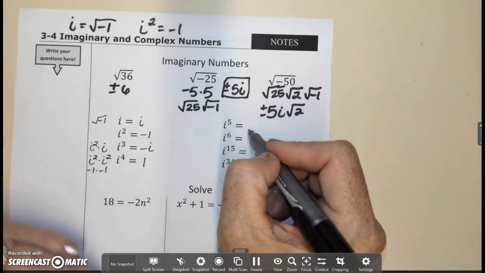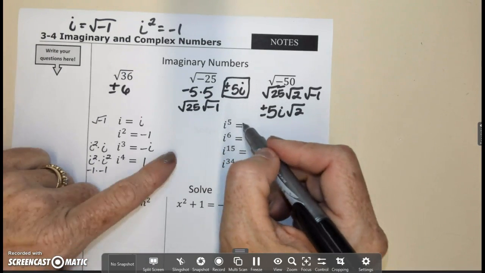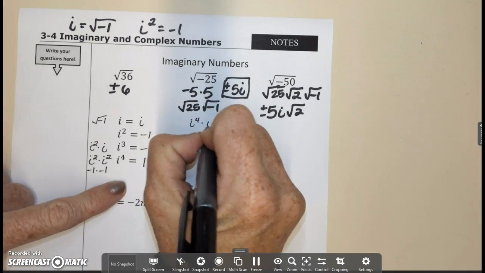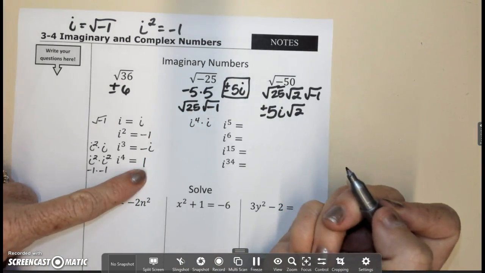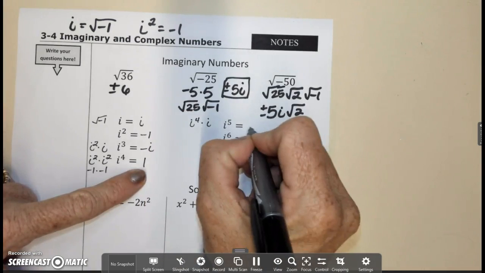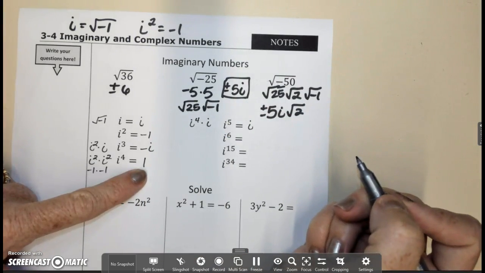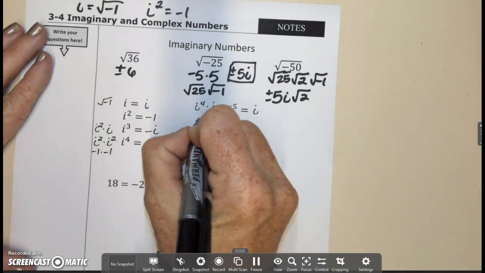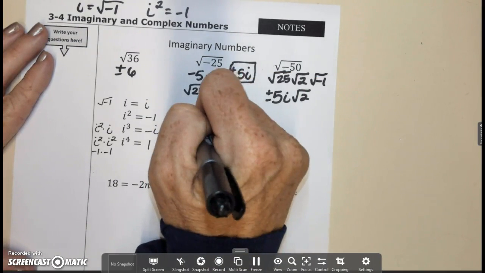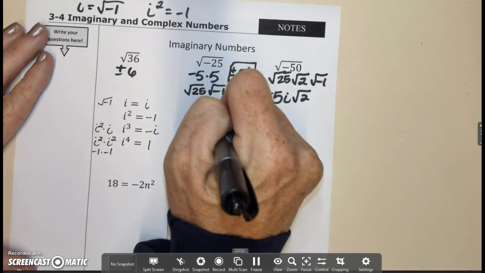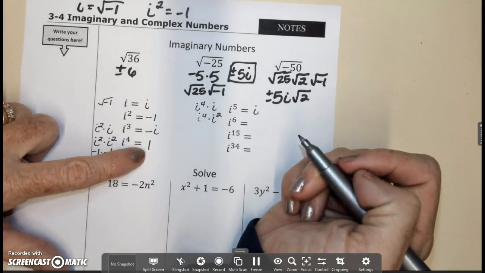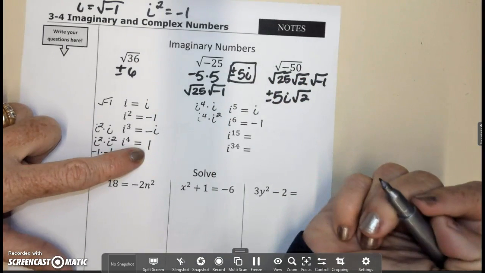If I continue that pattern and go over to i to the fifth, I really have i to the fourth times i. And my i to the fourth, I figured out down here, is just 1, so 1 times i is i. And we're back. Okay, so i to the sixth would be i to the fourth times i squared. If I look back over here, I have i squared is negative 1 and i to the fourth is 1. So that also gives me negative 1.